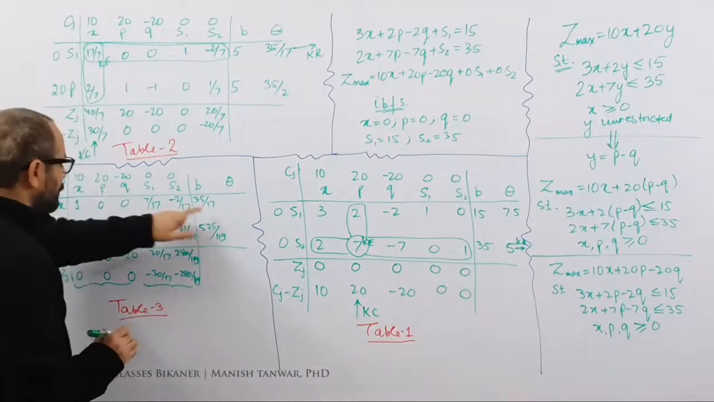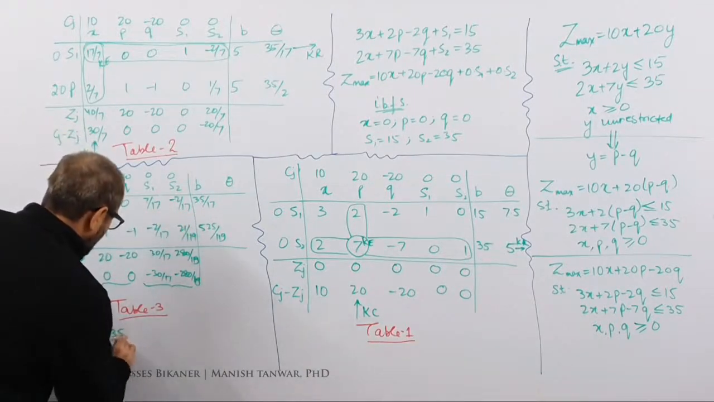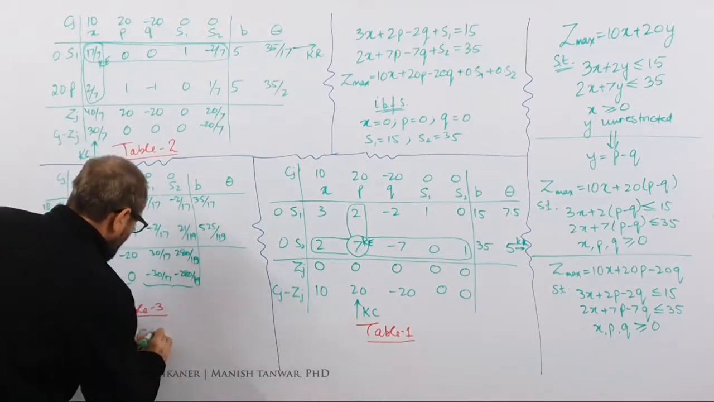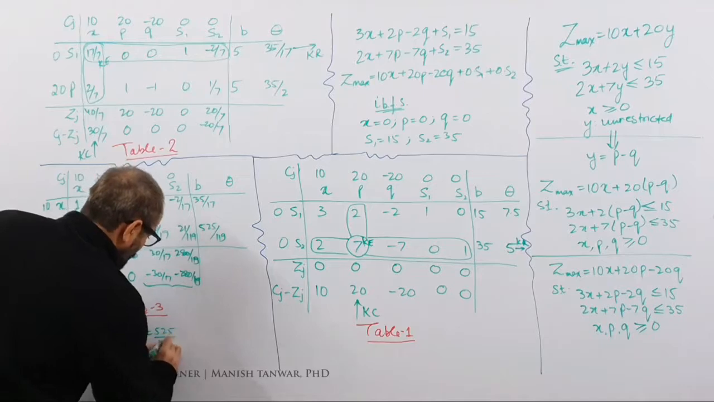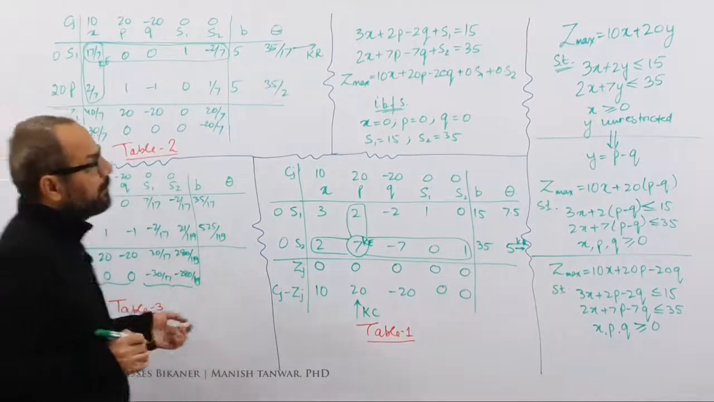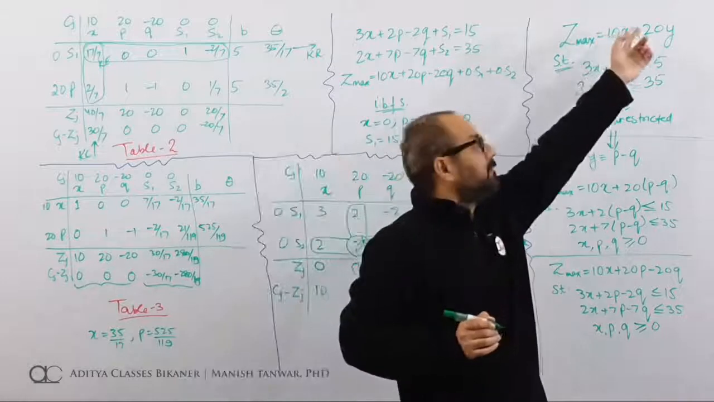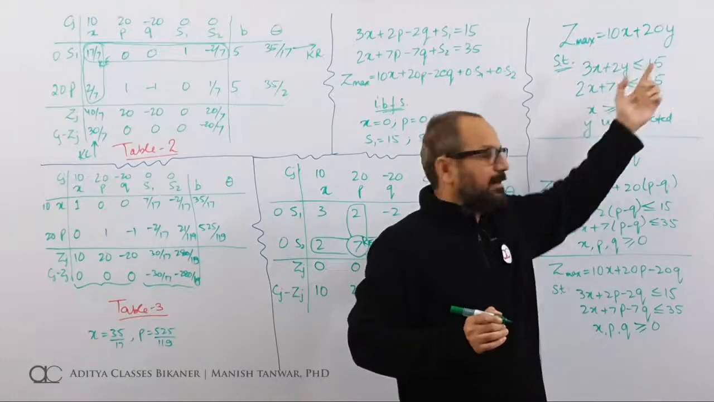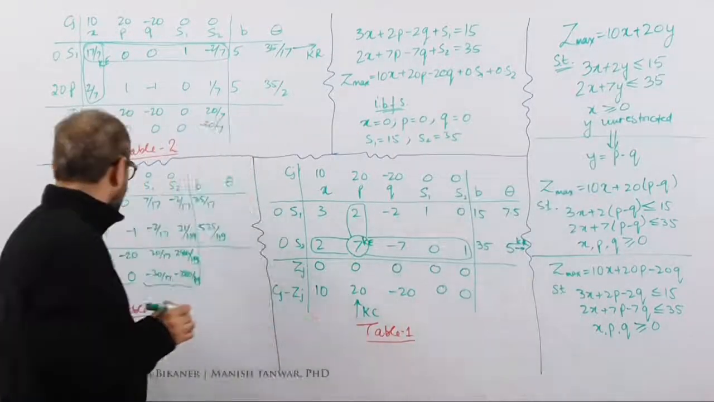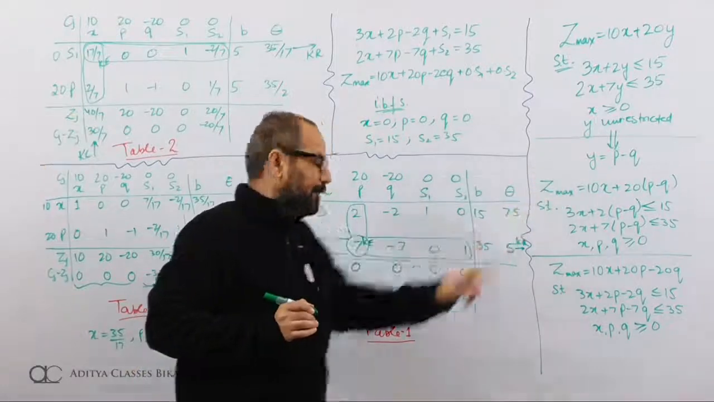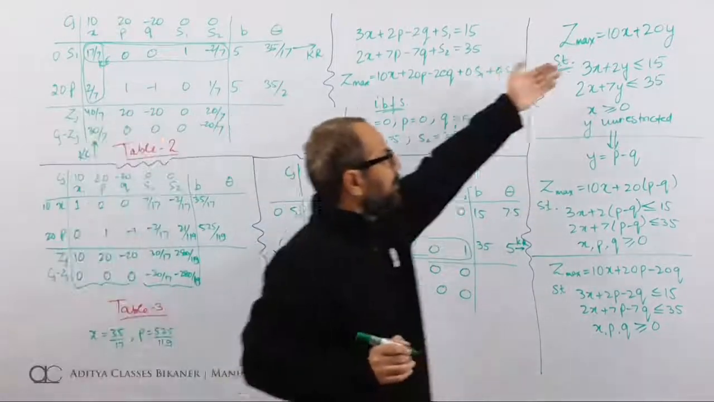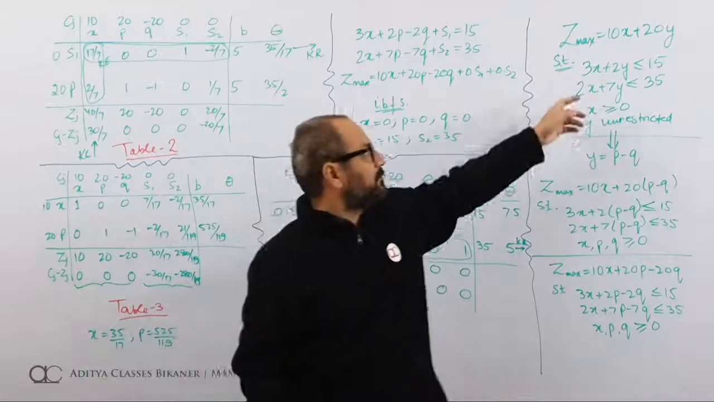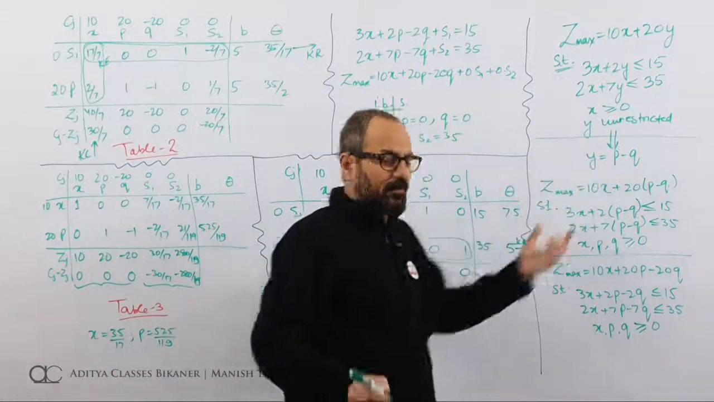X is equal to 35 by 17 and P is equal to 525 by 119. Now, the original question was not talking of any P. They were only talking of X and Y. So, what I will do is, I will substitute these values for Y, because the original question only asks me about X and Y. Now, I am giving them answers in X and P, which is inappropriate. So, I will substitute these values to get Y.